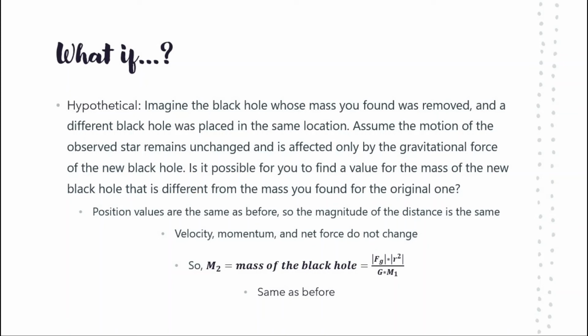Well, since in this situation the position values are the same as before, the magnitude of the distance between the star and the black hole is still the same. Therefore, the velocity, the momentum, and the net force are not changing, which means that the same equation for calculating the mass of the black hole can be used with the same values, which means that we will not get a newly calculated value for the mass of the black hole, and it will be the same as the one calculated in the previous situation.